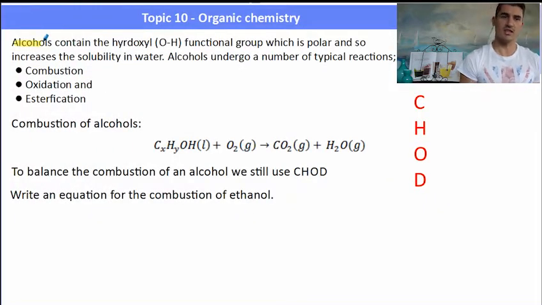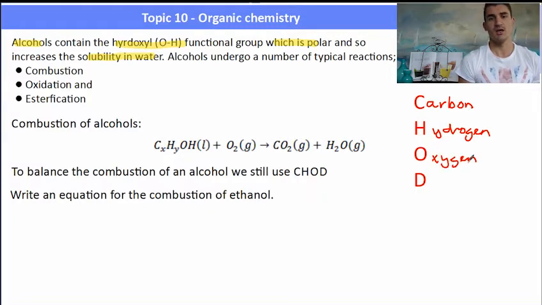So alcohols contain the hydroxy functional group, which means they belong to the class of compounds called alkanols. Alcohols can undergo combustion reactions, oxidation, and esterification. Esterification is where they lose a water molecule, and we won't discuss that in this video. So for combustion of alcohols, we can use the same CHOD to help us balance a chemical reaction with a combustion reaction. So we balance for carbon first, hydrogen second, oxygen third, and then D stands for double if we have an odd number on both sides.